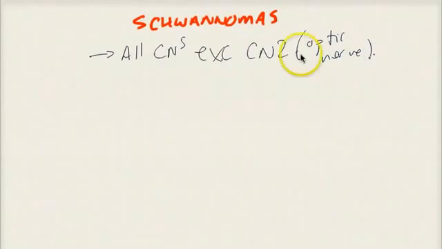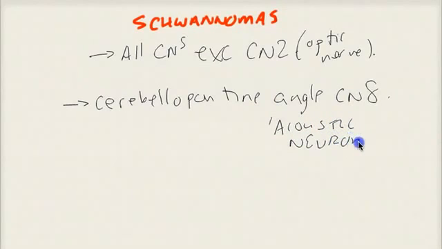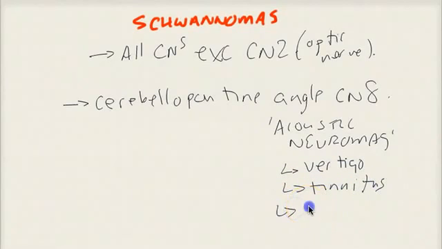Okay. So the most common site of an intracranial schwannoma is at what is known as the cerebellopontine angle. And that's located right at cranial nerve 8. Okay. We also call these acoustic neuromas. Okay, now the acoustic neuroma usually leads to some findings like vertigo, tinnitus, and sensorineural hearing loss.